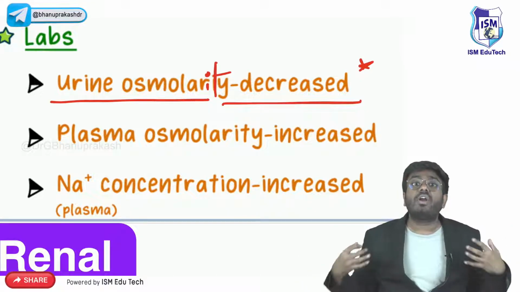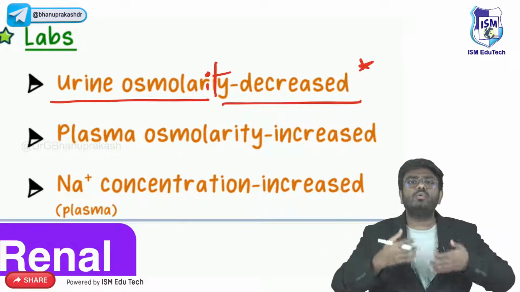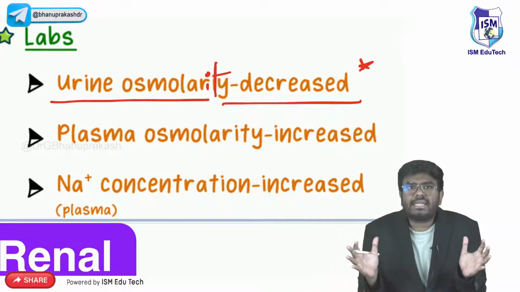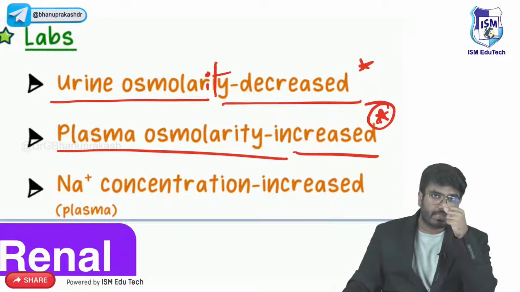Urine osmolarity decreases. But what happened to the plasma osmolarity? What happened to the plasma concentration? You are losing the fluids out of the body. So plasma is getting concentrated. So plasma osmolarity increases.